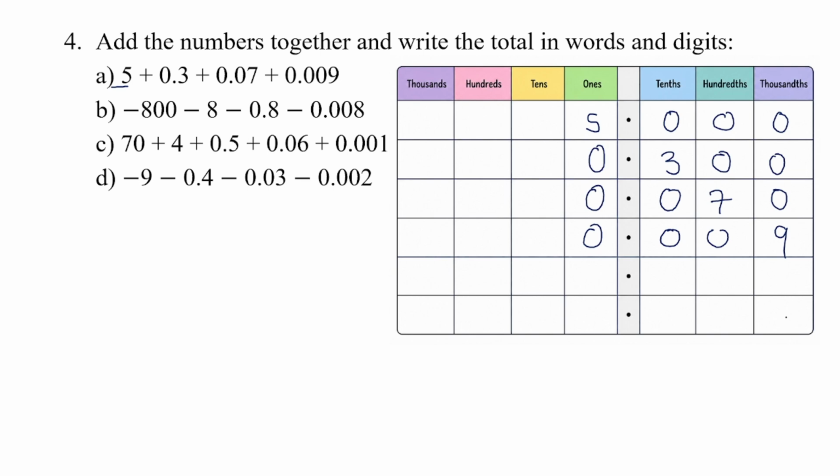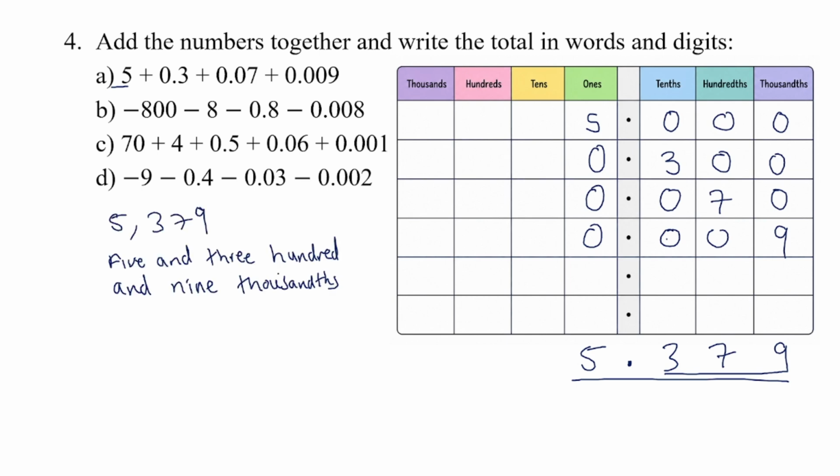Let's add the thousands, plus 9, the hundreds, plus 7, the tens, 0 plus 3 plus 0 plus 0 is 3. Then our decimal place is here, decimal comma or decimal point. And then the ones, 5 plus 0 plus 0 plus 0, that's 5 there. It means our sum is 5,379, or you can say 5 and 379 thousandths.